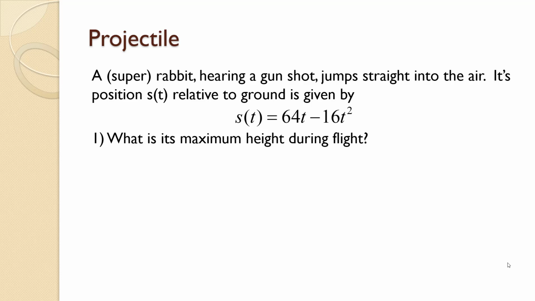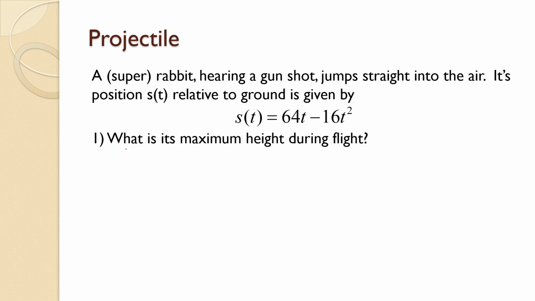So let's do a projectile problem. Let's suppose a rabbit, this will be a super rabbit you'll see, hearing a gunshot will jump straight into the air. Its position relative to the ground is given by this formula. I want to know, what is its maximum height during its flight? Well, think of it this way. If the velocity is positive at that time, well, that means by increasing time, you would increase the object's height. So then it can't have positive velocity. If at the time you're at a maximum height the velocity was negative, then by decreasing the time, you would increase the height. So then there's only one possibility left, that the velocity is 0 or it doesn't exist.